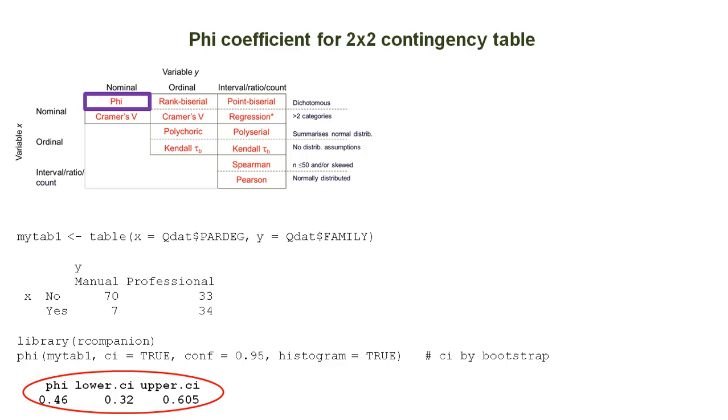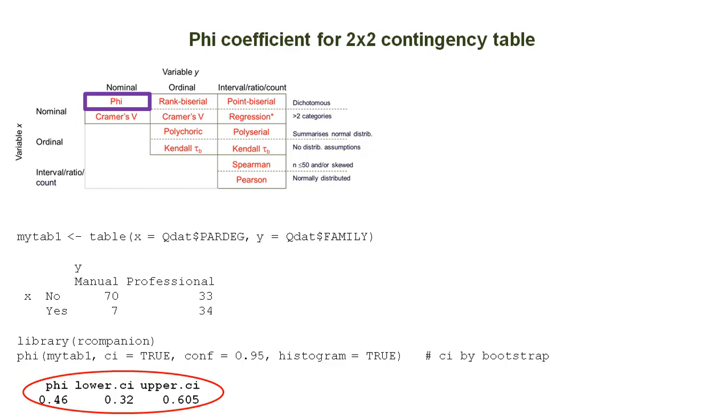This is phi for 2 dichotomous nominal variables. Par deg, does either parent have a university degree, yes or no, and family, employment class of main breadwinner, manual or professional. Due to missing data in the variable family, there are 144 data pairs instead of 150. Phi is in the range -1 to +1. In this case, phi equals 0.46.